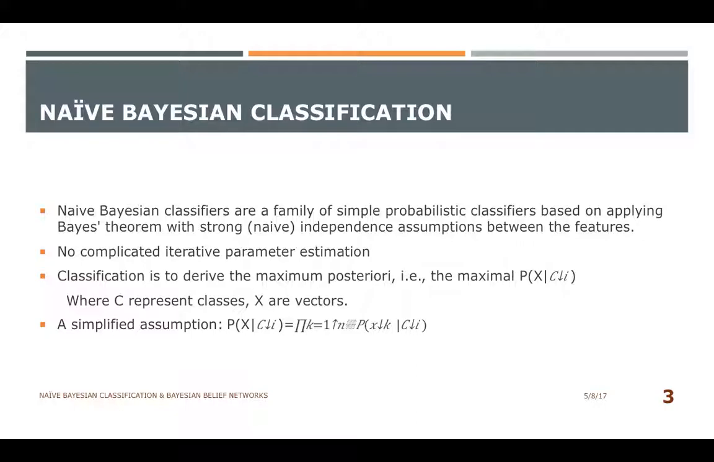So how will we find the Bayesian classification? First, the classification is derived from the maximum probability. The formula is given: probability of x belonging to class i, where C represents the classes and x is the vector. The simplified assumption is given below, that is probability of x tends to C equal to k, pi of the k.